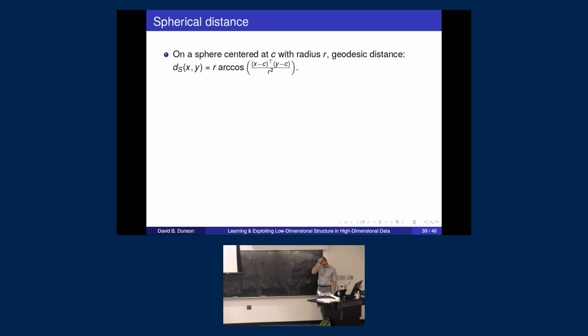So the spherical distance, you can calculate the distance. Say if I have 2 points x and y on the surface of a sphere S, then this is the equation for the geodesic distance between those points. It's just trivial. I don't know how useful that is, but.